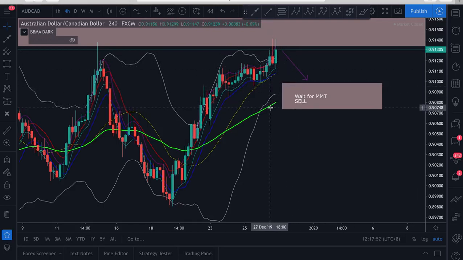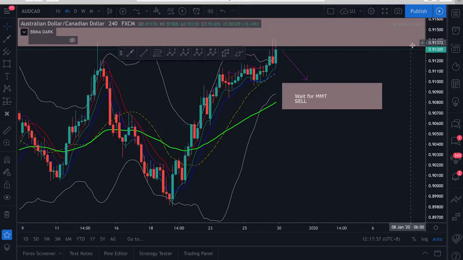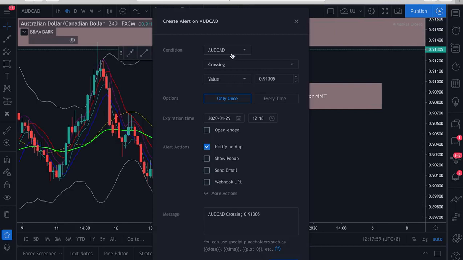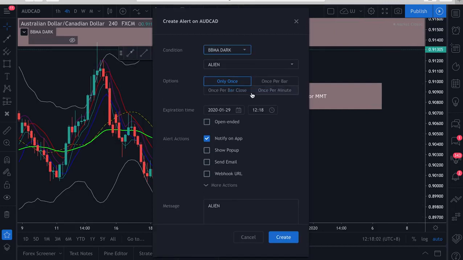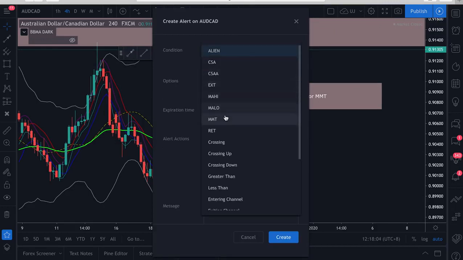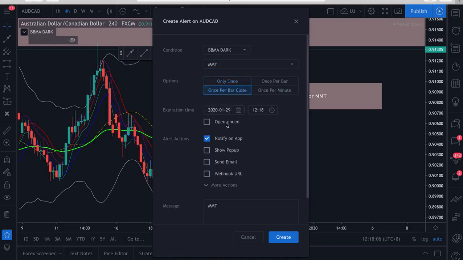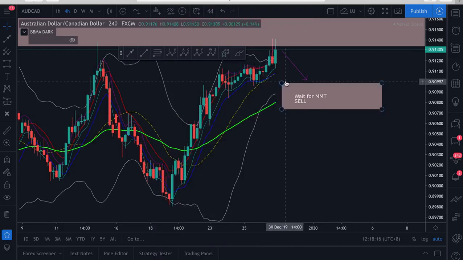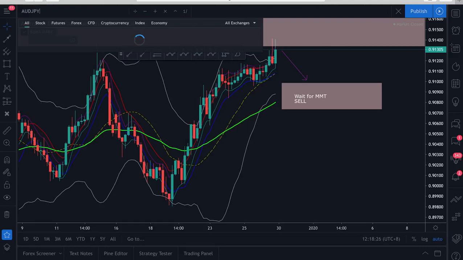So what we can do is add our alert like so. We can add an alert here, AUD CAD, BBMA, and then we wait for momentum sell on 1 per bar close, momentum sell at H4. Okay, so that's it. We're going to have an alert if we have momentum sell on H4, then we can sell AUD CAD. Okay, let's move to the next pair, AUD JPY.